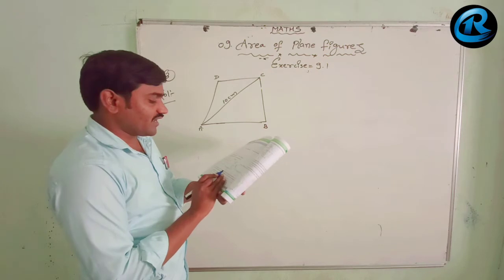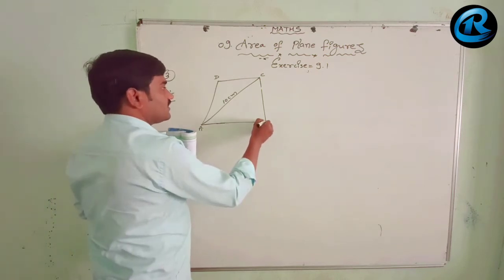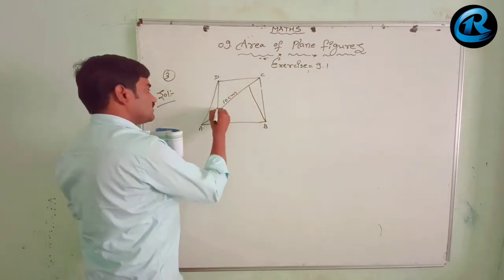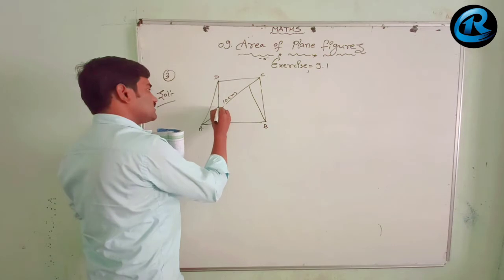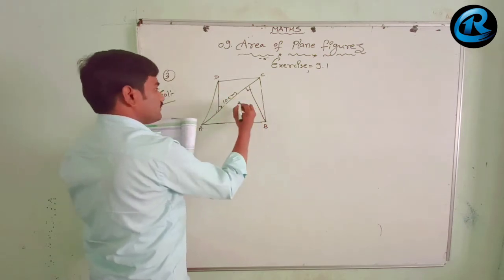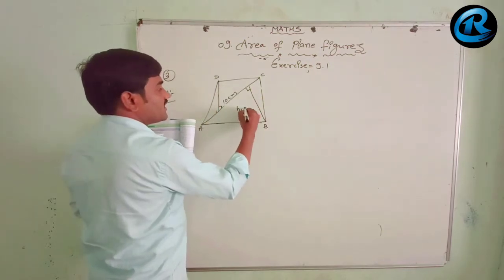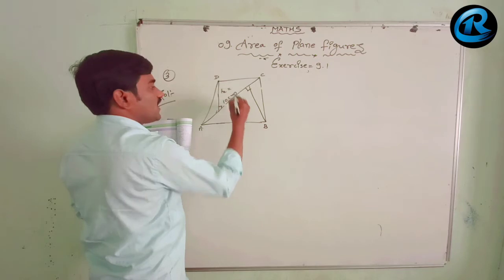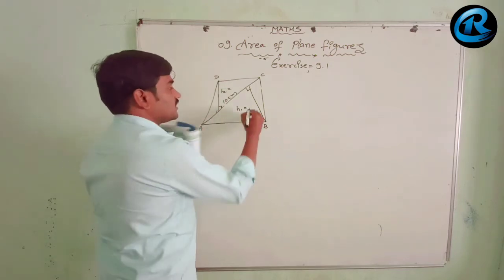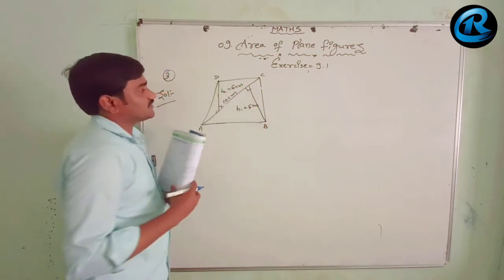And the length of perpendiculars from D and B, the perpendicular lines from B and D to the diagonal. So it will be h1 and h2, height 1 and height 2. That is 5 centimeters and 6 centimeters.